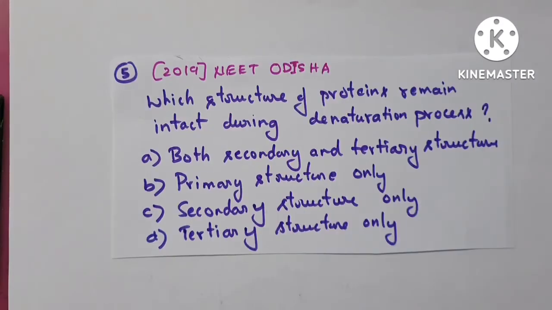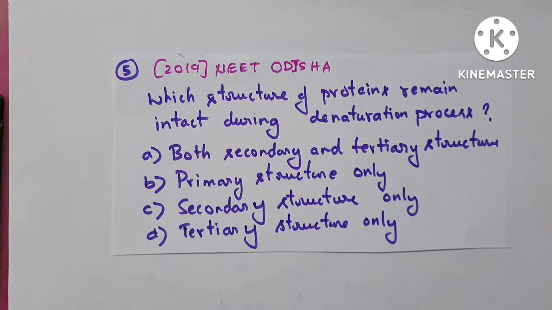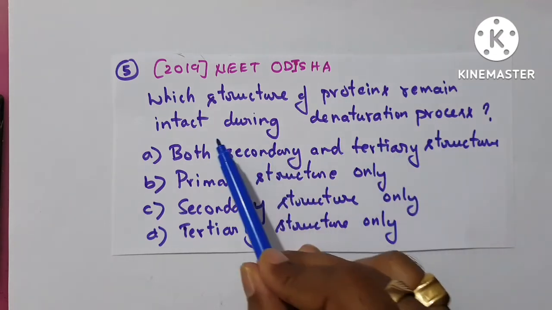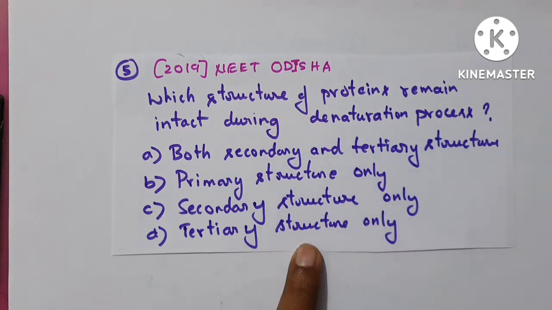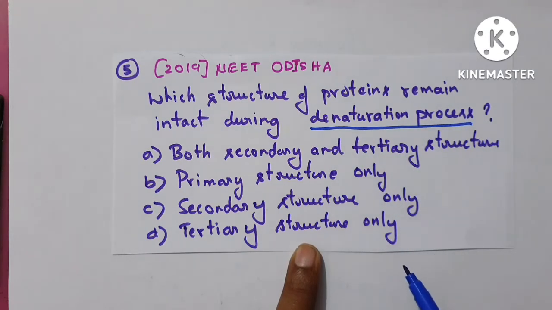Well, this is one more question, from the 2019 NEET of Odisha. Which structure of protein remains intact during denaturation of protein? What is denaturation of protein? When we heat the protein, it loses its physical and chemical properties. The change of physical and chemical properties due to the action of heat or an acid is known as denaturation of protein, children.